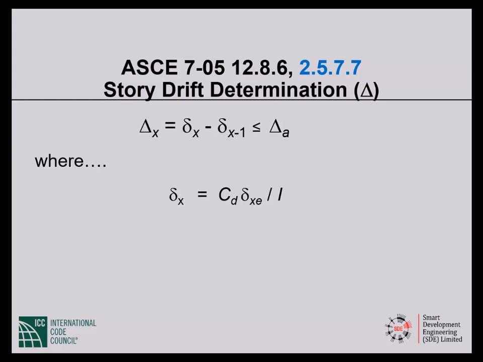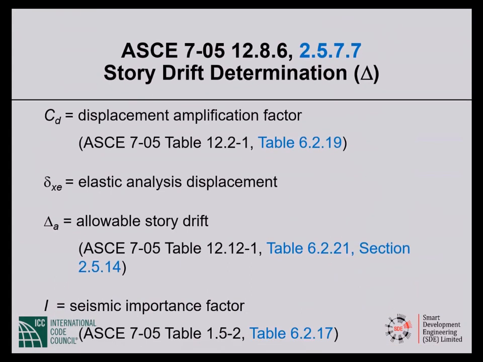Okay, so everything I said is terribly important. We start with elastically computed delta sub xc. We amplify that by deflection amplification factor C sub D. We divide that by I. This C sub D delta sub xc divided by I is delta sub x. Delta sub x at the top of a story minus delta sub x at the bottom of the same story is the capital delta sub x, the interstory drift for story x, that has to be within tolerable limit.